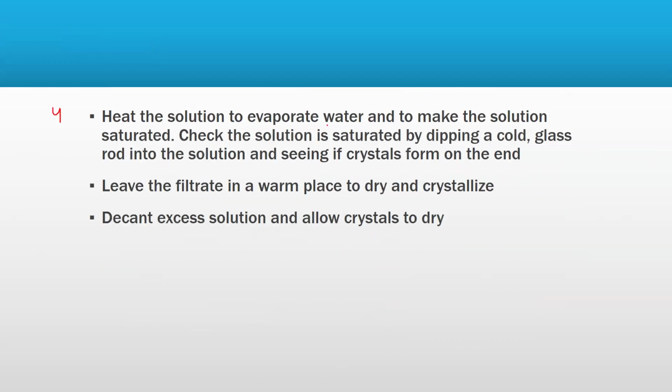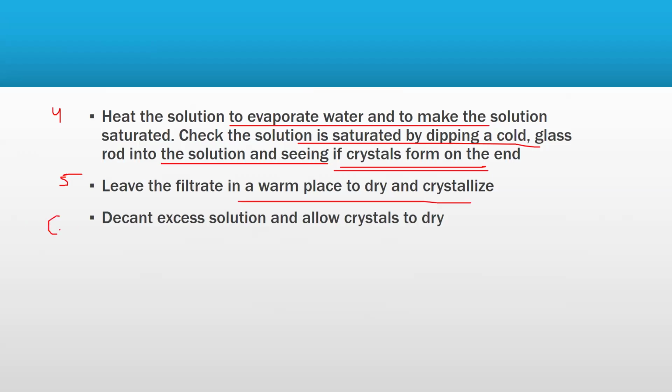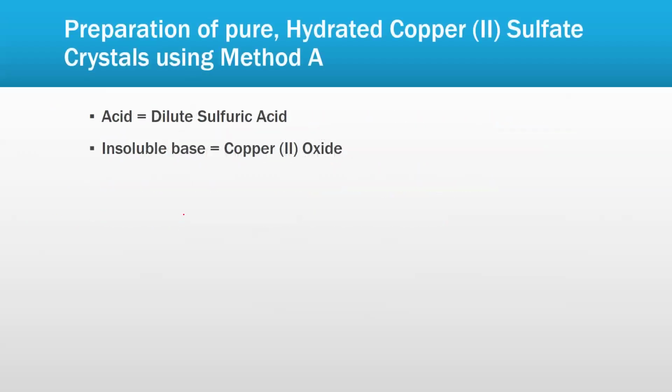Heat the solution to evaporate water and to make the solution saturated. Check the solution is saturated by dipping a cold glass rod into the solution and seeing if crystals form on the end. Leave the filtrate in a warm place to dry and crystallize, then decant the solution and allow the crystals to dry. So that is how to prepare a soluble salt. Now, hydrated copper 2 sulfate.